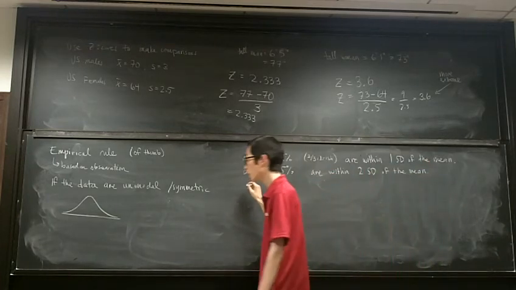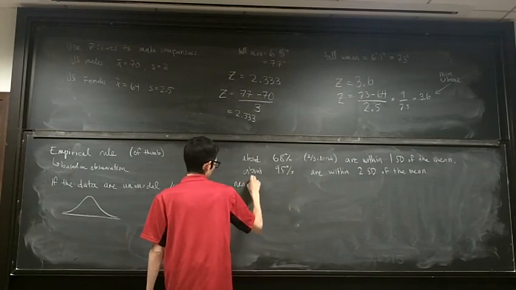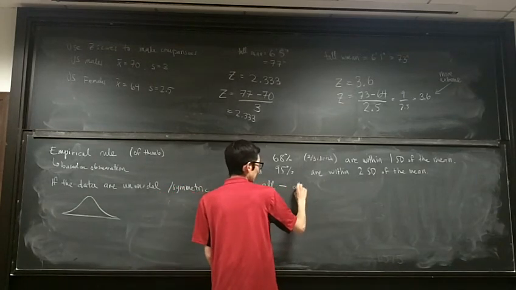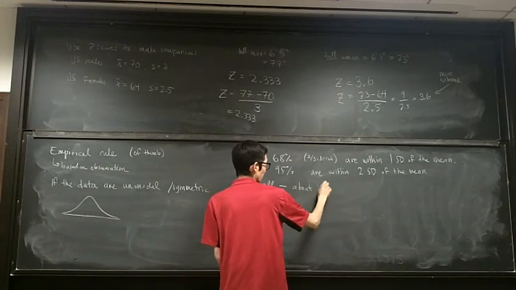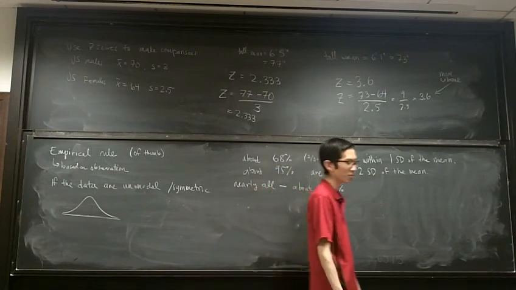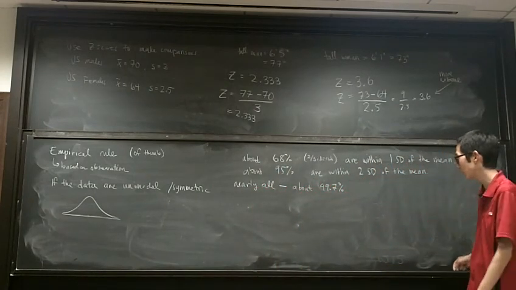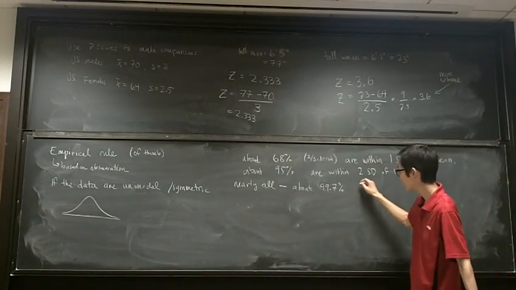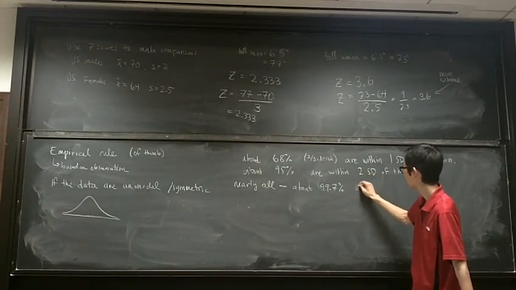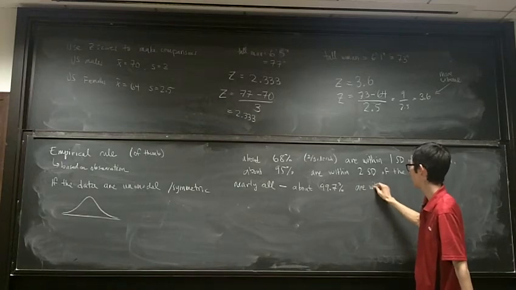And nearly all, and it's really about 99.7%, so that's nearly everyone, right? If you got a 99.7% on your test, you'd be really happy, I think. Okay? About 99.7%, so nearly all, are within three standard deviations.